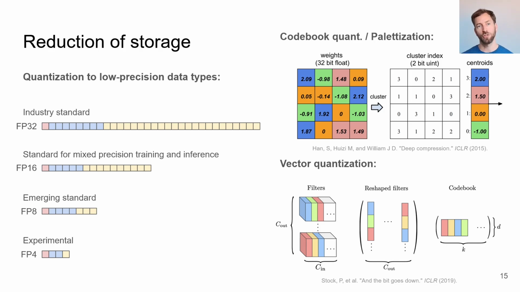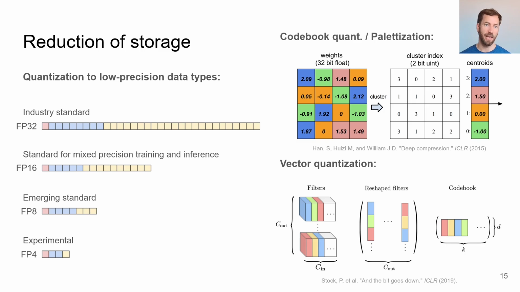Alternatively, you can also use codebook quantization. So what does this mean? This means, for example, here we have a matrix and we cluster the entries of the matrix. And then instead of storing the full precision weights, we only have to store the cluster indices. And together with the also stored centroids, we can reconstruct the original matrix.